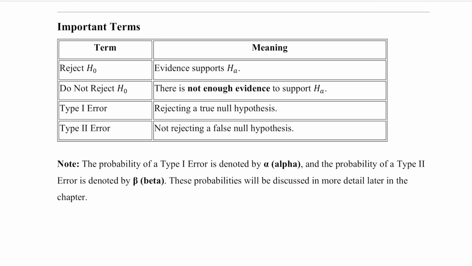Finally, you will see 2 Greek letters throughout this chapter. The probability of making a type 1 error is denoted by alpha. The probability of making a type 2 error is denoted by beta. For now, just remember what these symbols represent. We'll talk more about them later in the chapter.